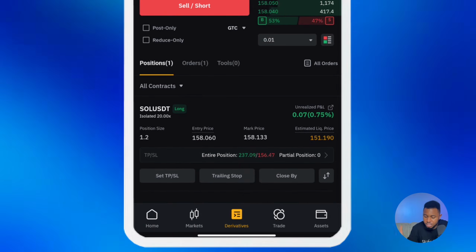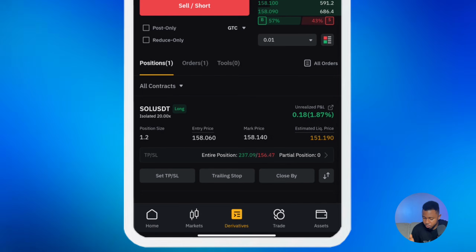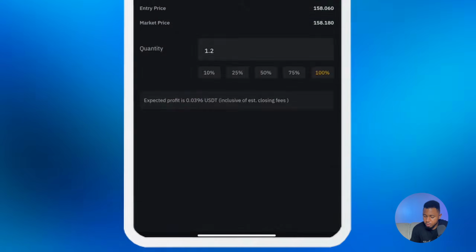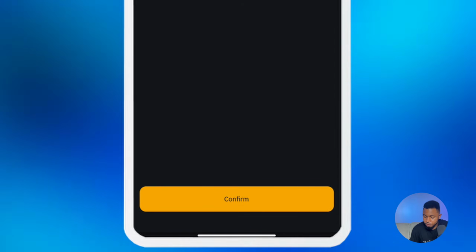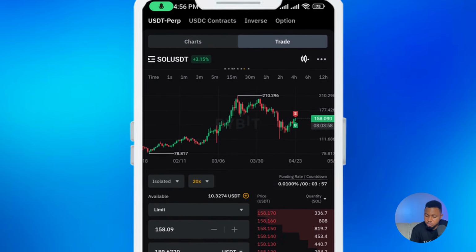So when any of these prices gets activated, this trade is going to close for me right away. Or if I want to close it, I can click on close buy and click on confirm, and this trade is closed.